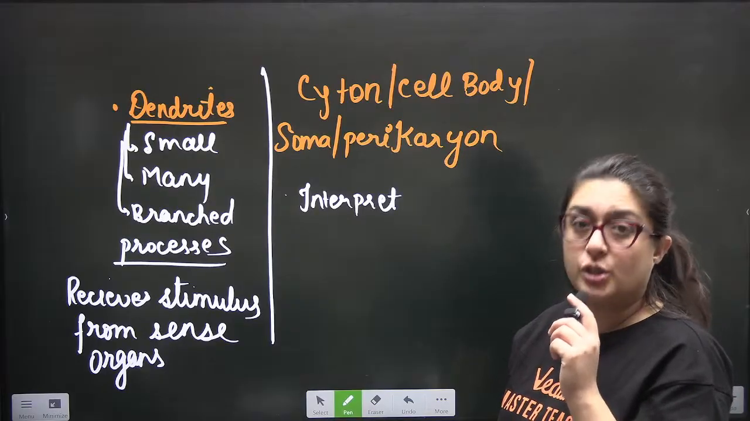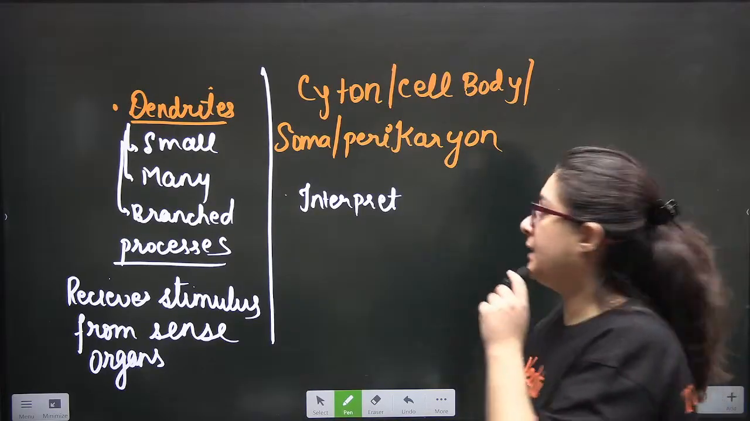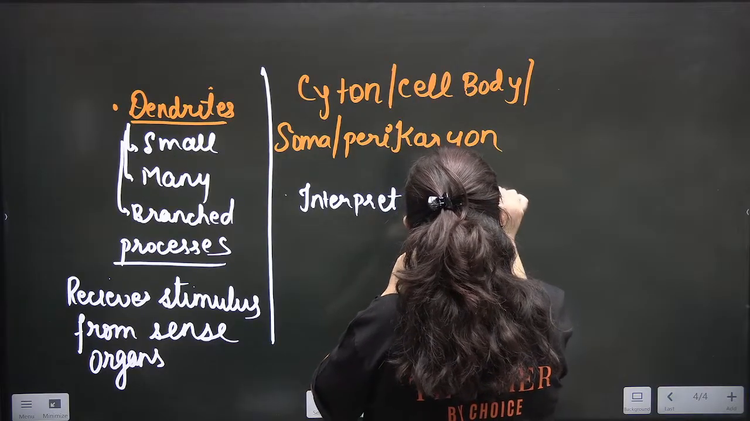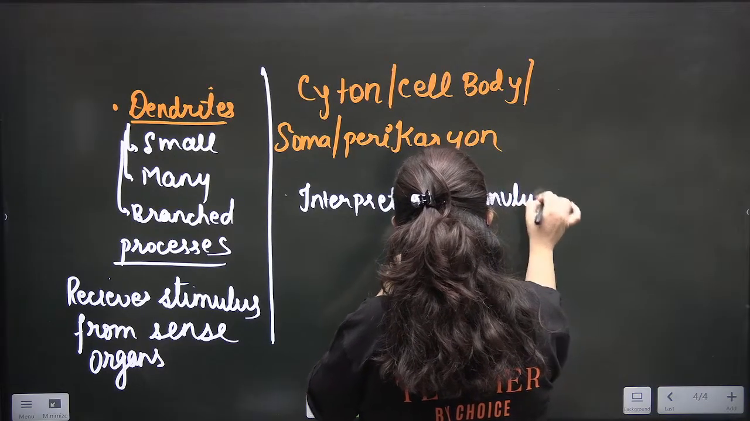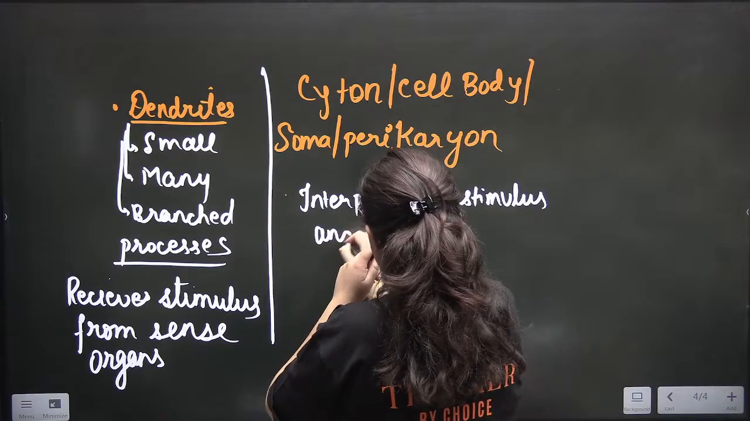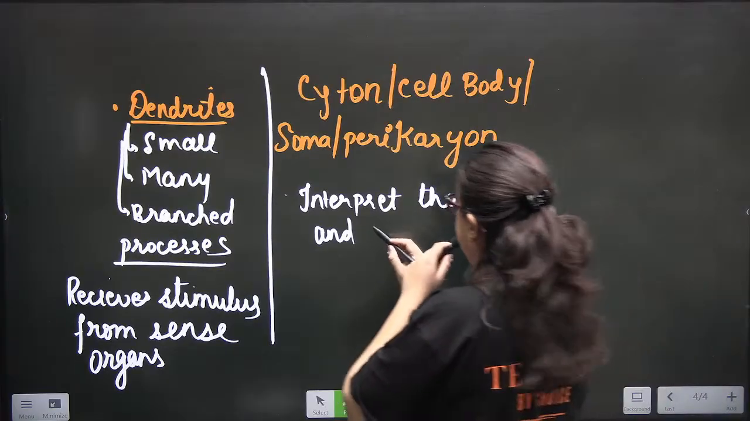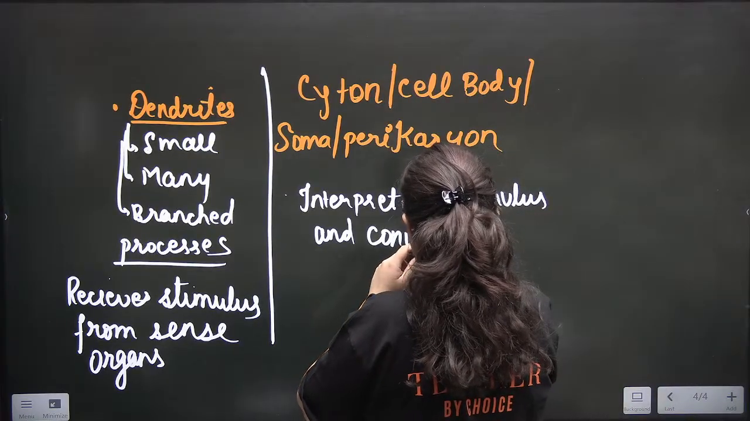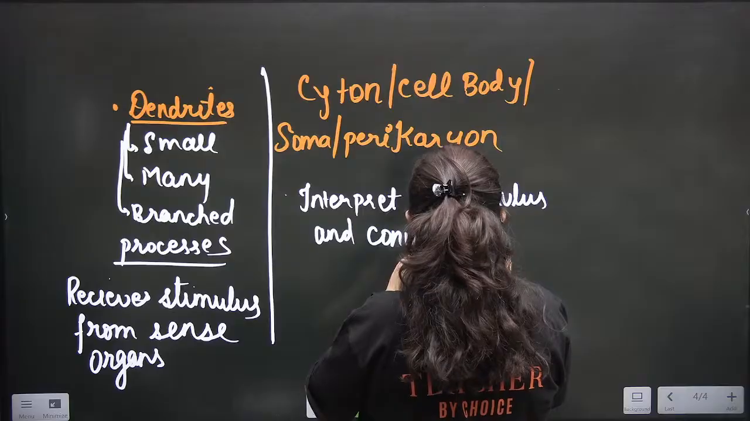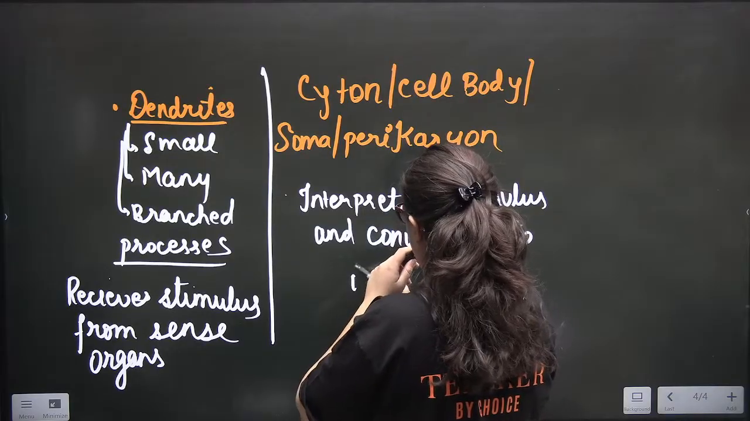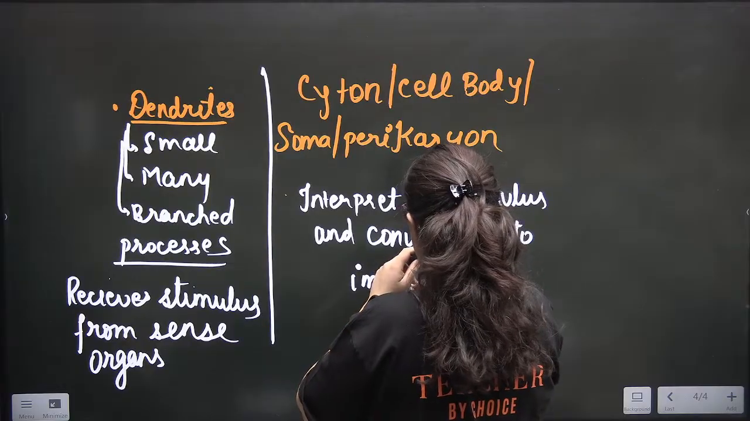The actual definition of neuron is understanding the impulse. Interpret the stimulus and convert it into impulse.